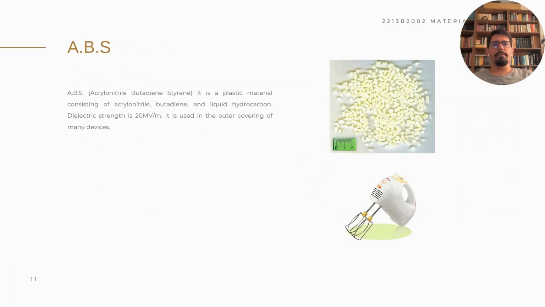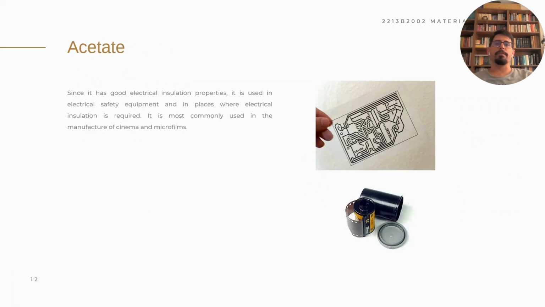ABS is a type of plastic. The combination gives ABS good strength, durability, and a high dielectric strength, about 20 megavolts per meter, which makes it a great insulating material. ABS is widely used in outer casing of electronic devices and appliances, like the housing of a hand mixer or a motor. It provides both electrical insulation and impact resistance, making it ideal for protective enclosures.